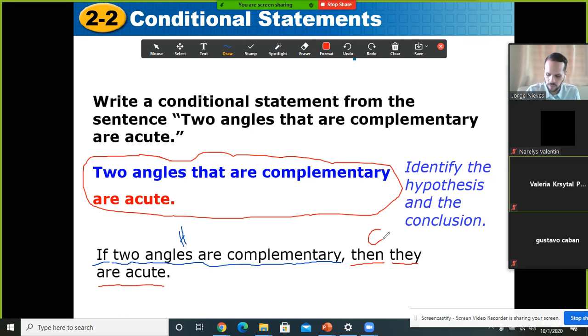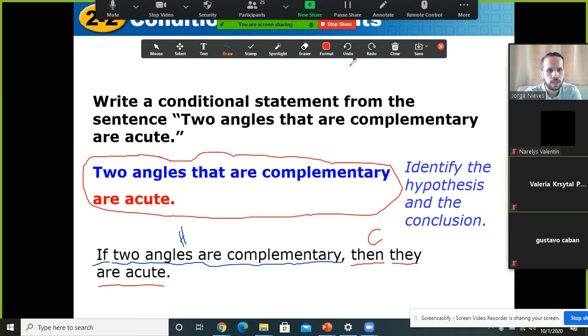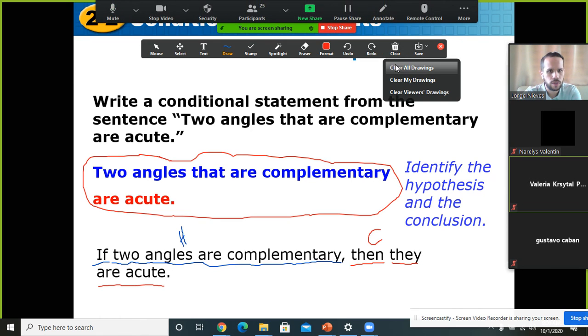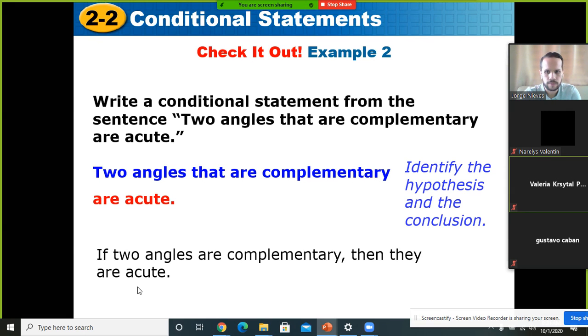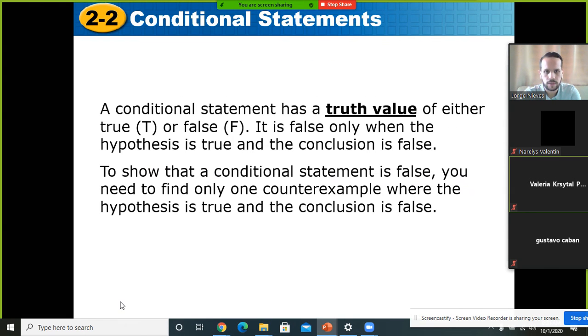So we have seen so far how to identify the parts of a conditional statement and how to write a conditional statement. Any questions about these two types of examples? This is very important that we know it. Okay? Let's continue. We're almost done for today. This is the last thing we're going to talk about in this lesson.